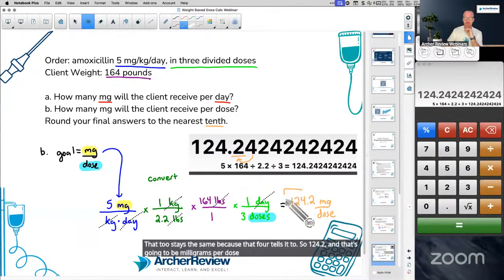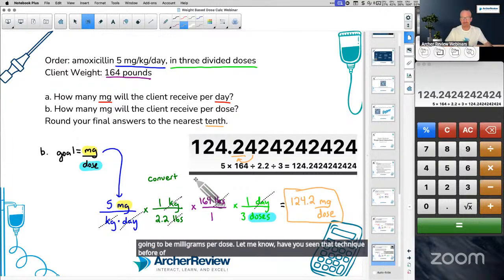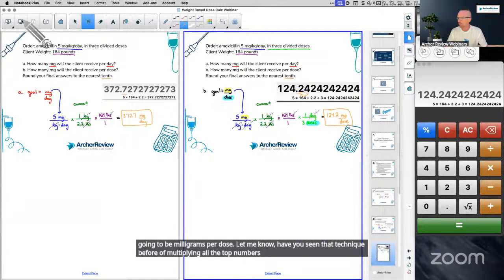Let me know, have you seen that technique before of multiplying all the top numbers and dividing by all the bottom numbers?